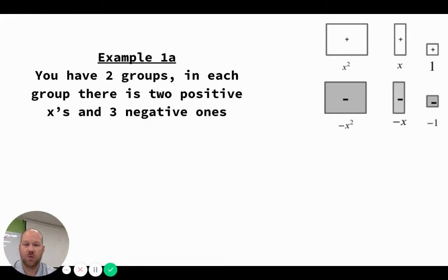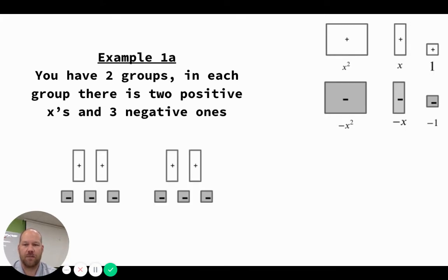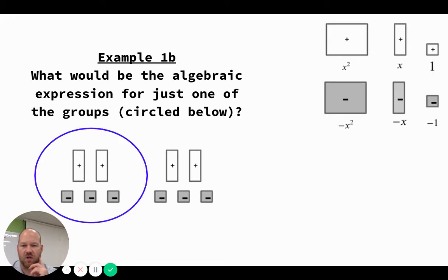So I've got 2 groups, and in each of these groups, there are 2 positive x's and 3 negative 1's. Up there in the upper right-hand corner of your screen, I have the key so you remember what shapes go with what algebraic terms. If I wanted to draw this, it would look like that. I have 2 groups, and each group has 2 positive x's and 3 negative 1's. So your first question: if I look at just one of those groups, the one I circled, how would you write the algebraic expression for that?